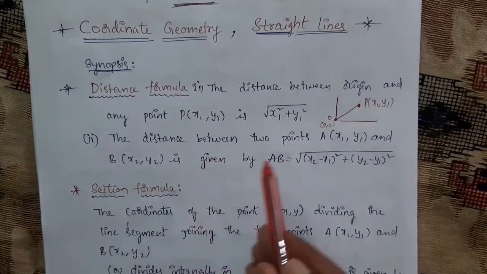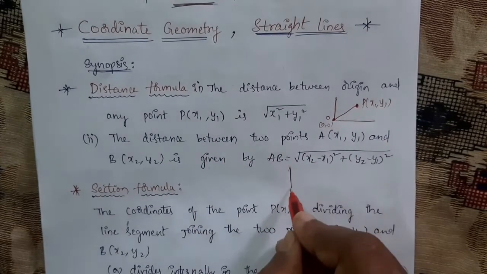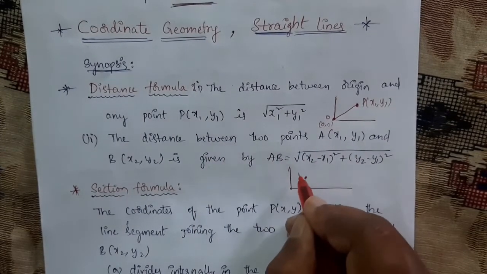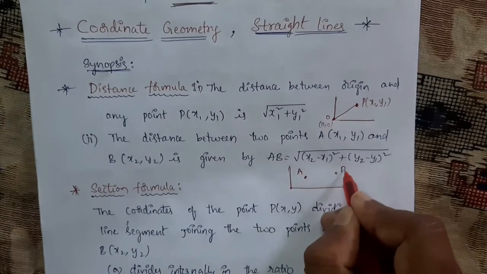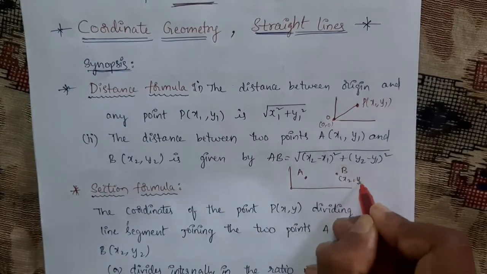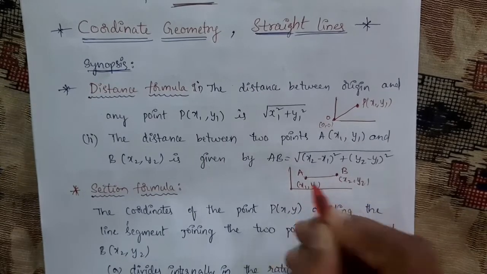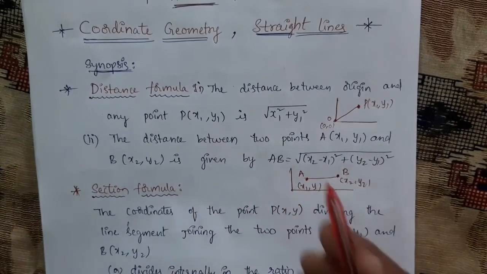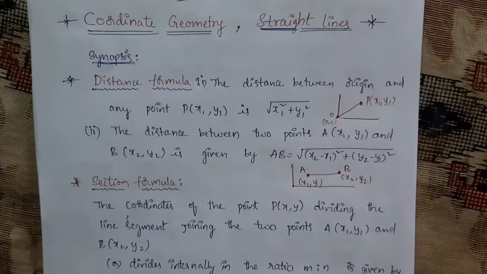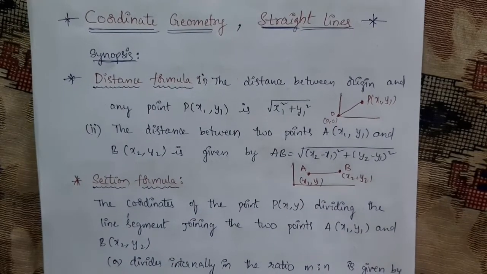Next, the distance between 2 points. Let it be A and let it be B. This is x2 comma y2 and this is x1 comma y1. The formula for the distance between these two is square root of (x2 minus x1) square plus (y2 minus y1) square.